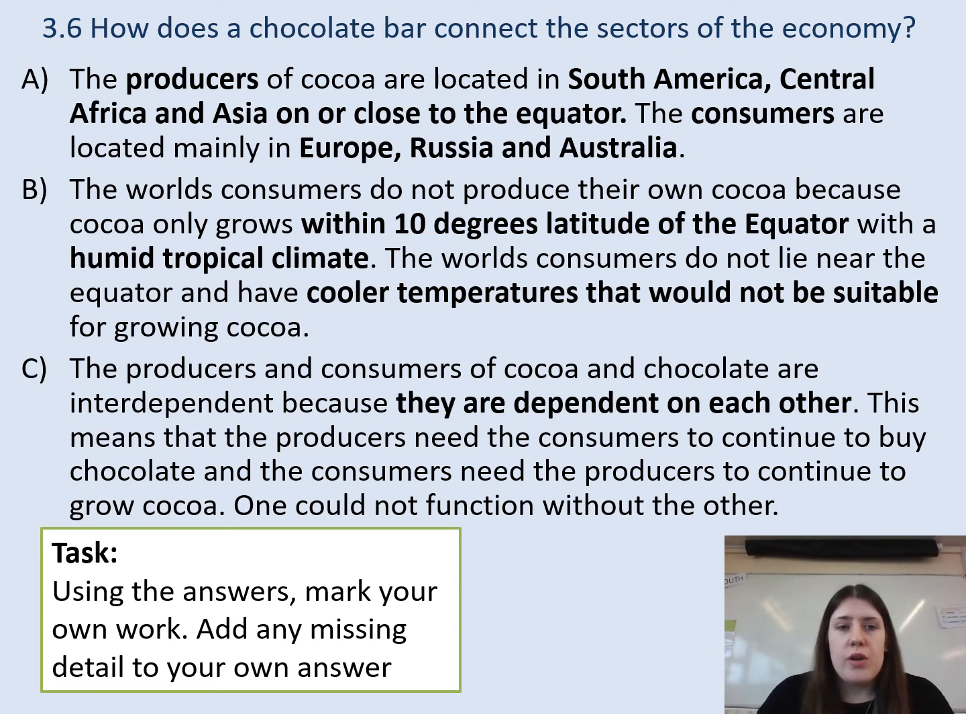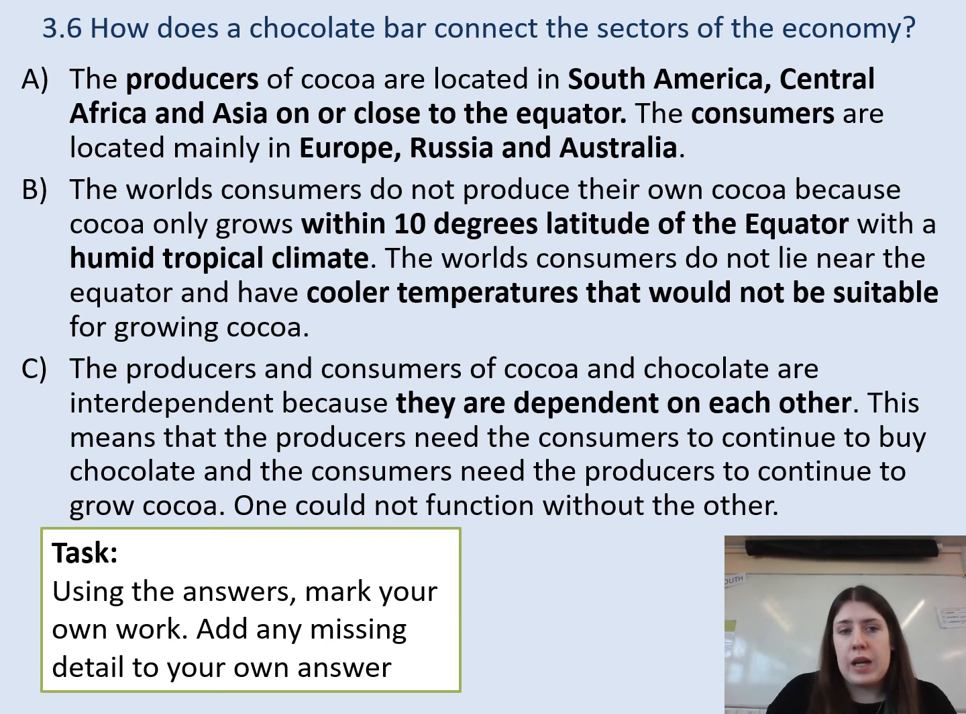So we're going through each question. The first question was asking you to describe the location of the producers and the consumers. The producers are mainly in South America, Central Africa and Asia, on or close to the equator. So a good one to mention is that they are very close to the equator and on the equator itself. The consumers are mainly located in Europe, Russia and Australia.